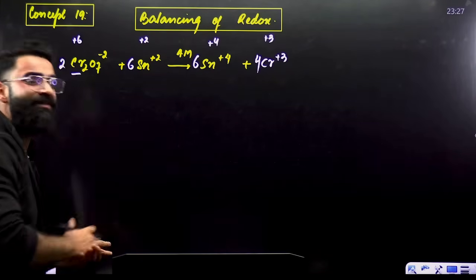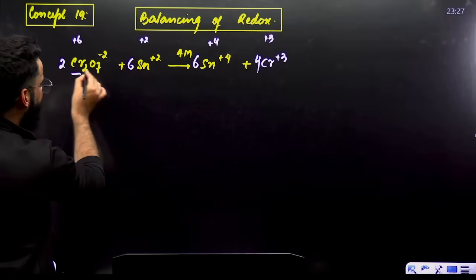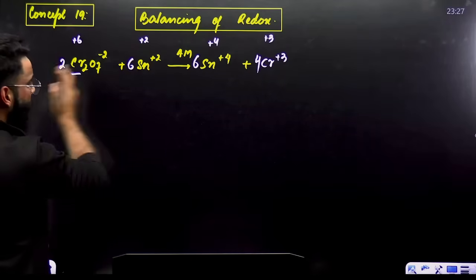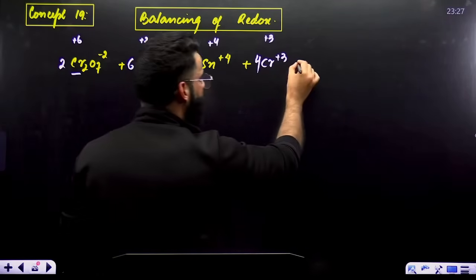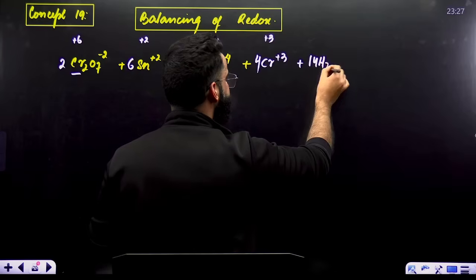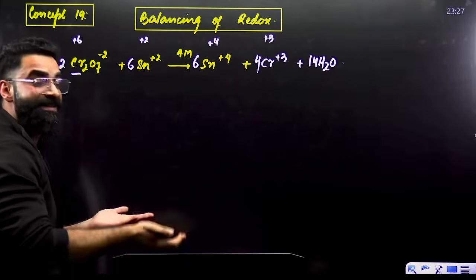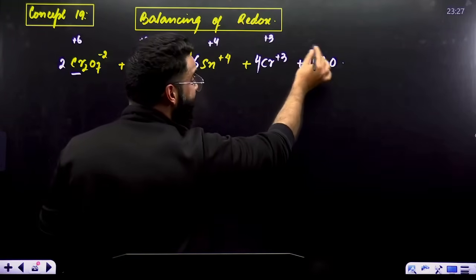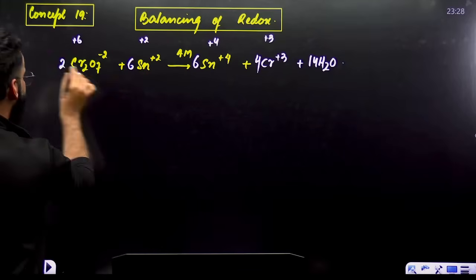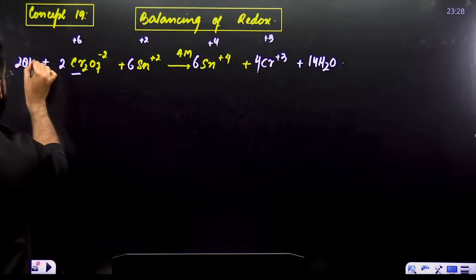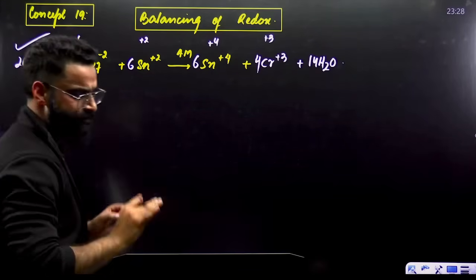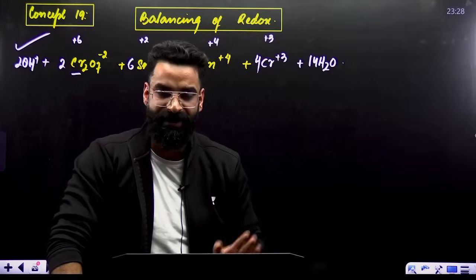Now balance oxygen with the help of water. How many oxygen on this side? 7 2s are 14. So 14 oxygen on left side. So add 14 water molecules on right side. Oxygen is balanced. Now balance hydrogen. 14 2s are 28 hydrogens on this side. This side is hydrogen deficient. So add 28 H positives on this side. The reaction is balanced. A simple shortcut by means of which you can balance the reaction in acidic medium.